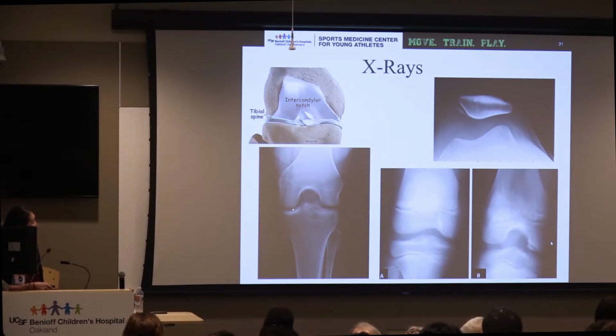Here's your tunnel view. On the tunnel view, you can more likely see OCD here. You see that there? So osteochondritis dissecans is more easily seen on a tunnel view than just an AP view. So sometimes with chronic knee pain, sometimes with an effusion, catching, locking, you may want to get those extra views, or depending on the trauma, okay?